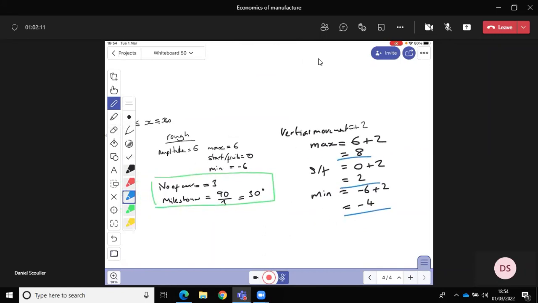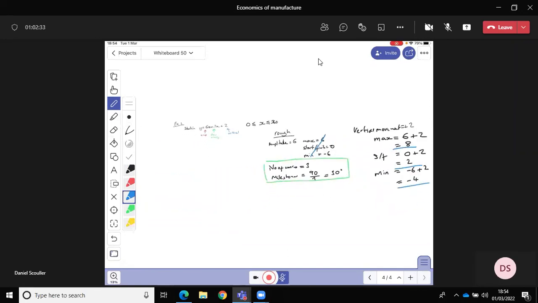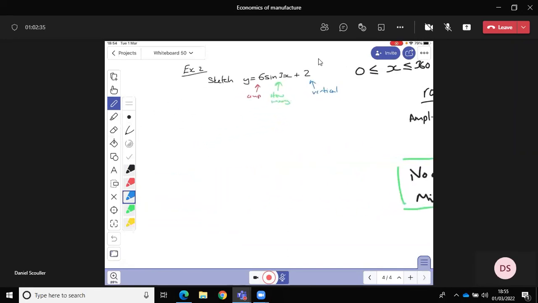So we're going to take that information and draw a graph. Any questions with what I've done there? So this bit becomes obsolete now. The important parts are max, start finish point, and minimum, and number of waves for the key milestones.